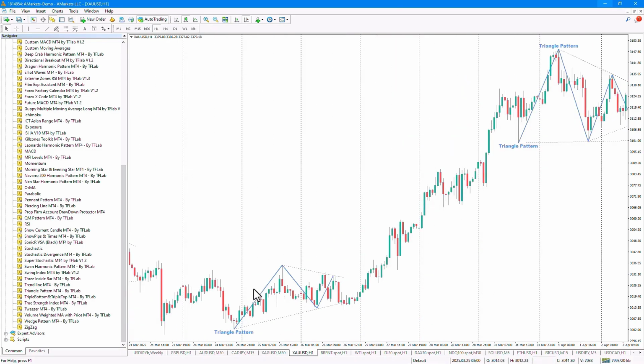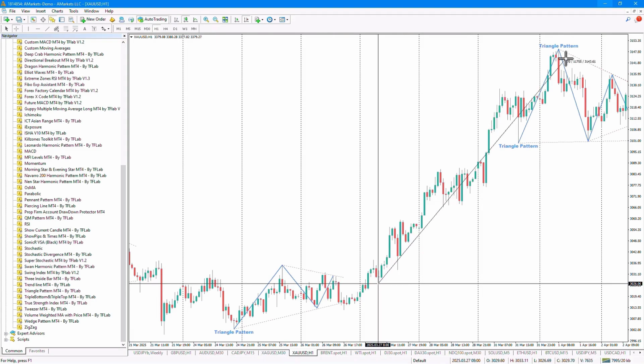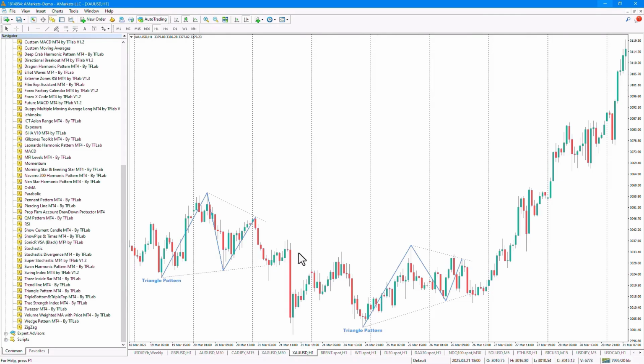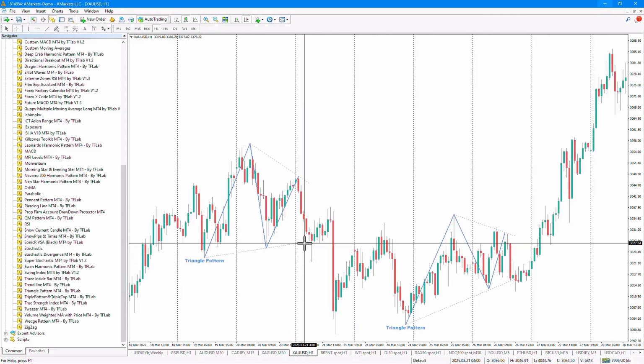For example, in this section, after identifying this pattern and the breakout of the resistance, we can enter a buy trade when the price pulls back to the breakout area, and then we see that the price moves upward. Or, at this point, after the support is broken, we can enter a sell trade in the market when the price pulls back to this area.